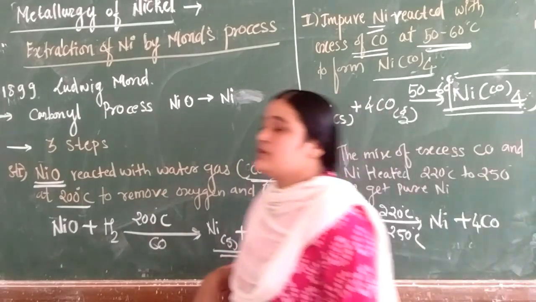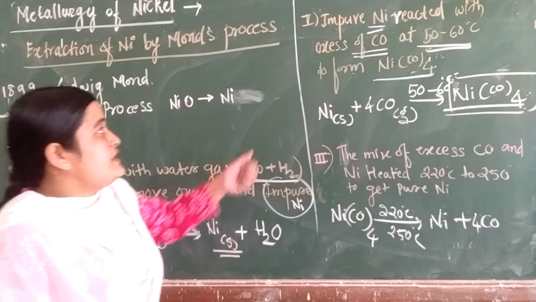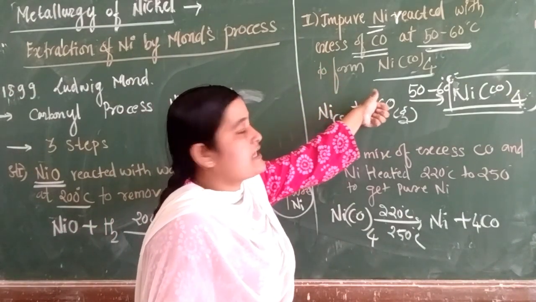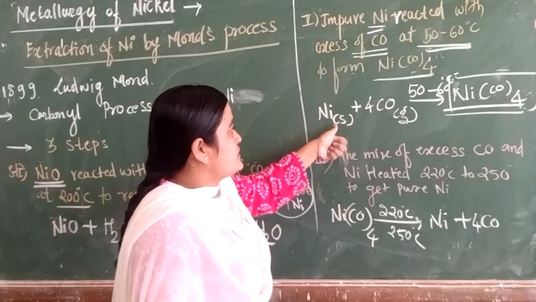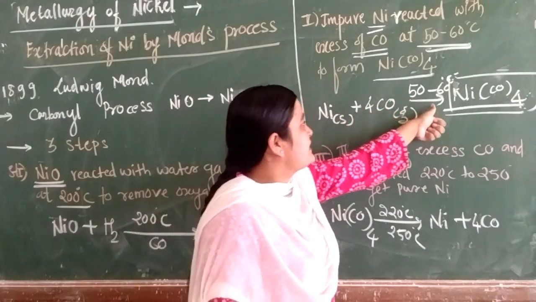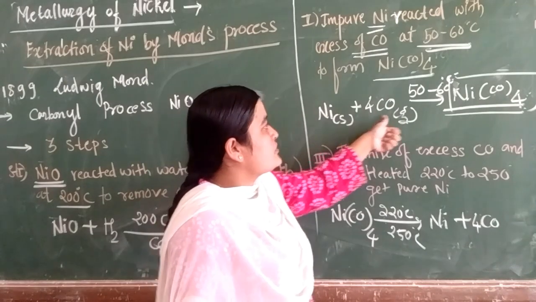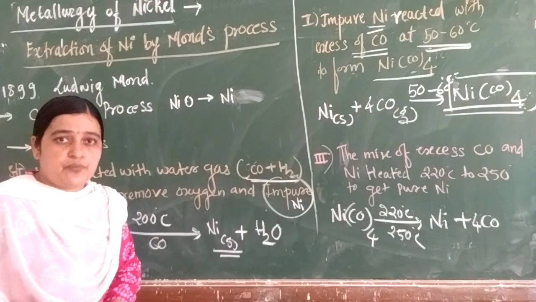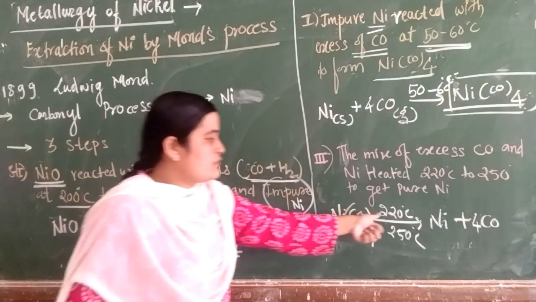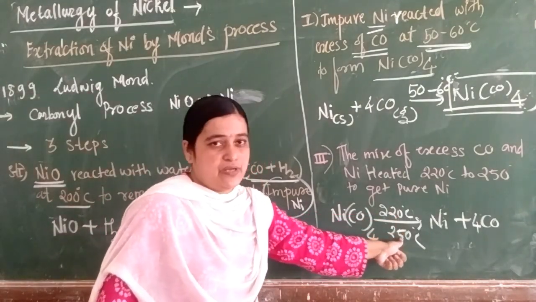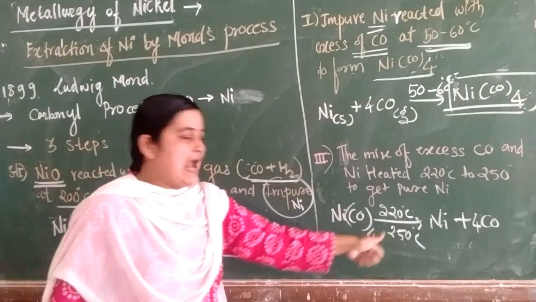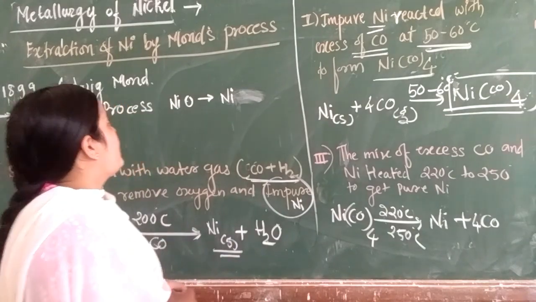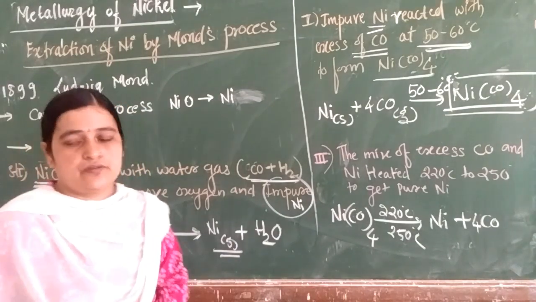In the second step, the impure nickel, when reacted with excess carbon monoxide at 50 to 60 degrees Celsius, forms nickel tetracarbonyl. Again, we have to remove that tetracarbonyl, since we need pure nickel. We heat it to 200 to 250 degrees Celsius. We will get our nickel, and carbon monoxide just evolves out. This is about the Mond process.